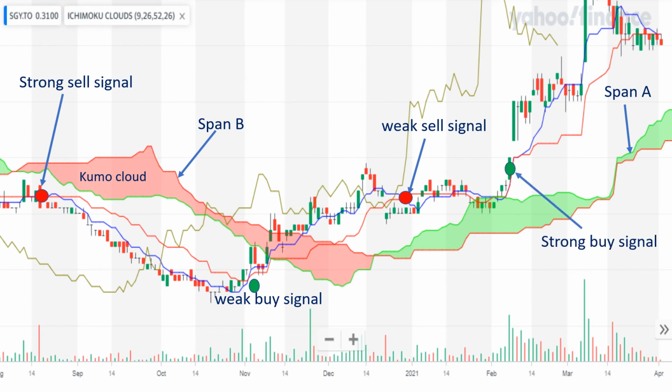If the blue line crosses above the red line and this crossover is above the Kumo cloud, it generates a strong buy signal. If the span A line crosses below the span B line and the price is below the Kumo cloud, it generates a strong sell signal. If span A crosses above span B and the price is above the Kumo cloud, it generates a strong buy signal.